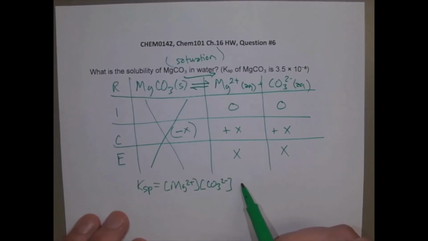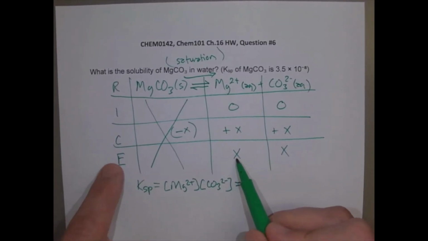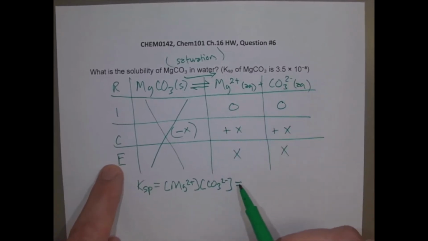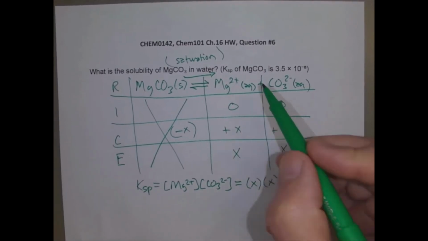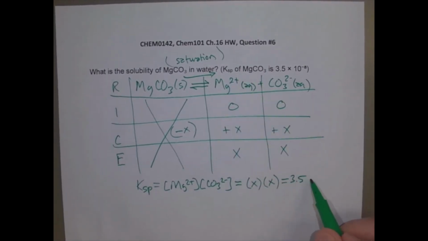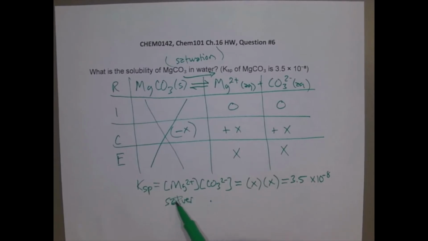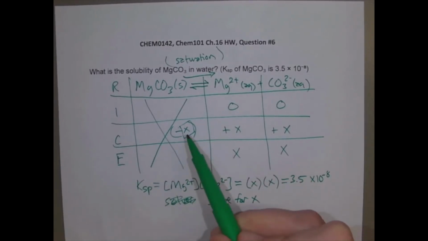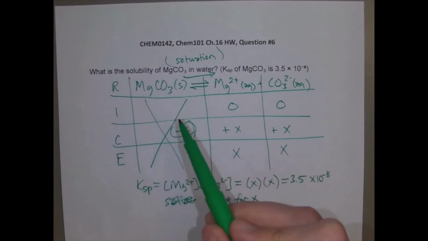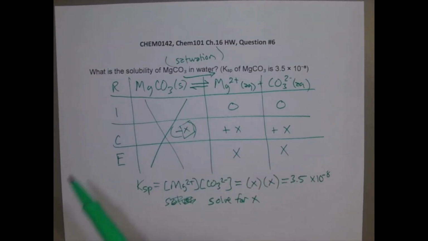Now what I can do is a substitution. These are the equilibrium concentrations of these two ions, so I can substitute in those terms. And I also know the value of this equilibrium constant, it's given to me, 3.5 times 10 to the minus 8. So now we just want to solve for X, and the reason why is because X answers the question. X is how much of the magnesium carbonate dissolves. It is the solubility of magnesium carbonate.